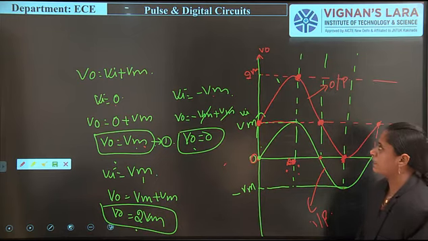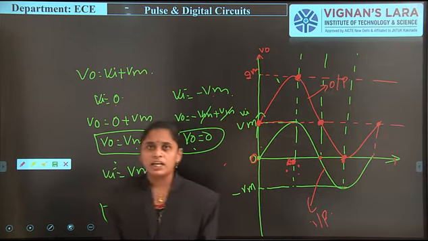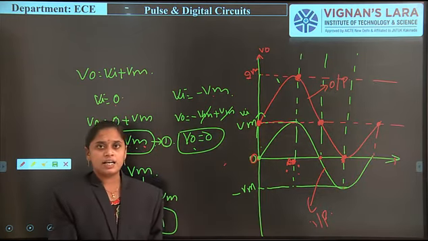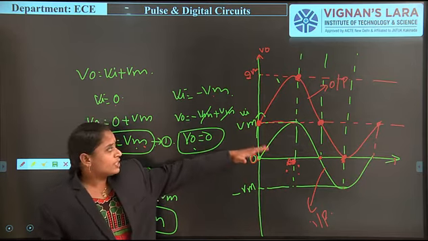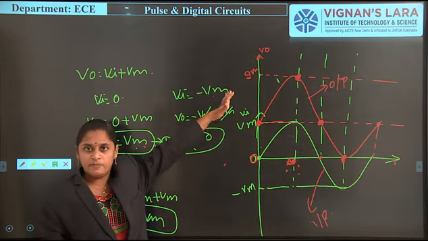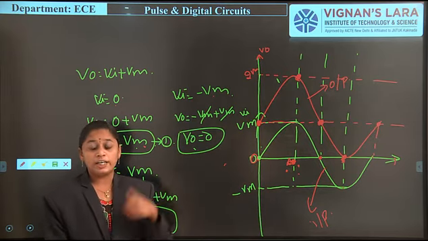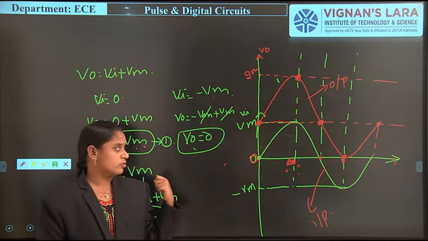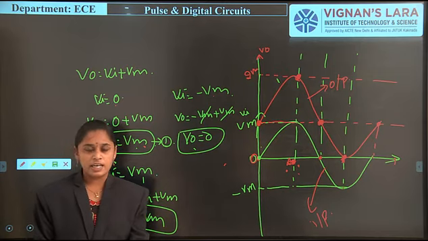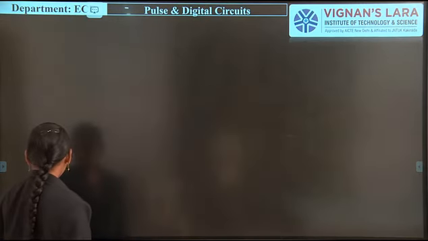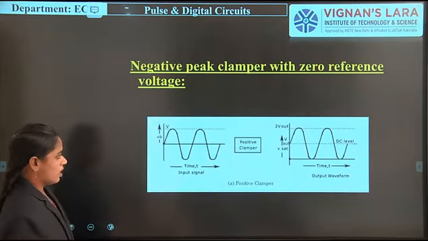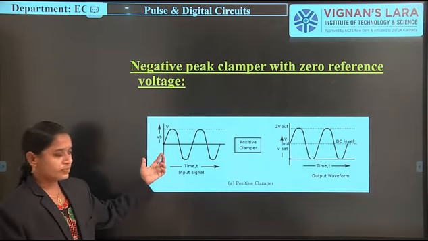So it shifts the signal to above the DC level, nothing but a positive clamper or negative peak clamper. So this is the output waveform of the negative peak clamper or the positive clamper. This is about the zero reference, and now we go for the positive clamper with positive reference, where we have to observe the output waveforms for this condition.